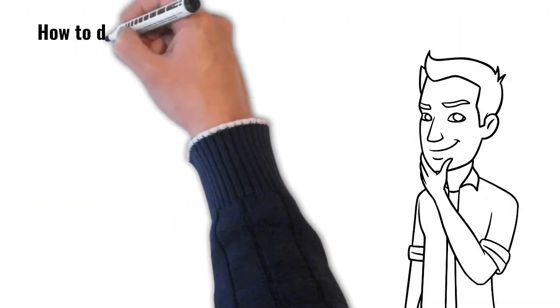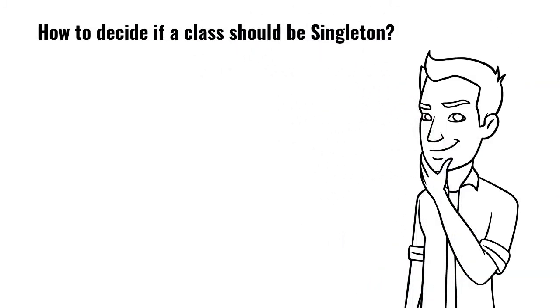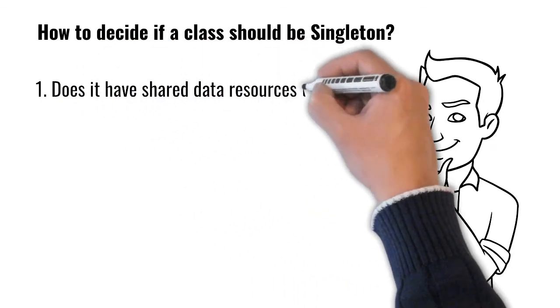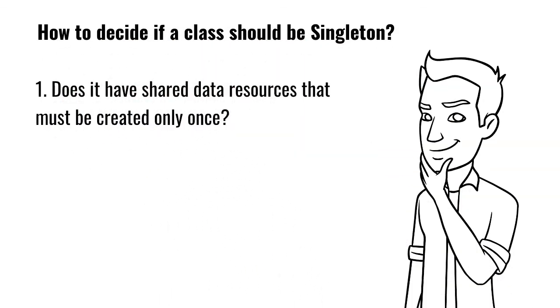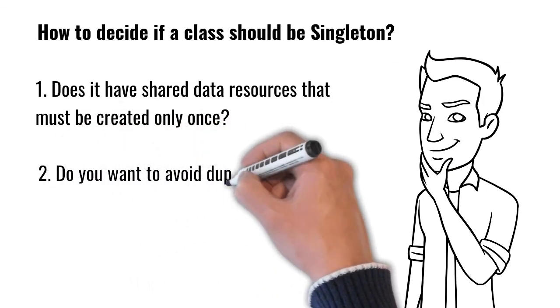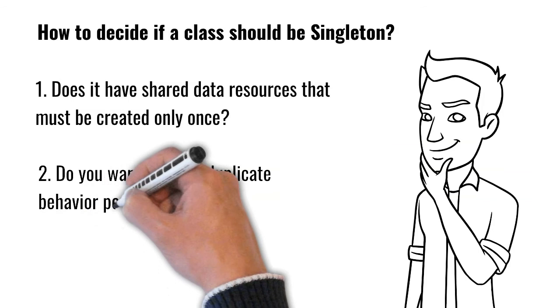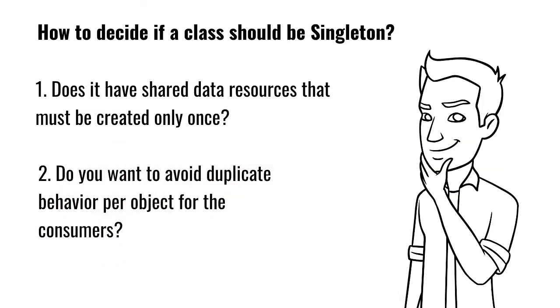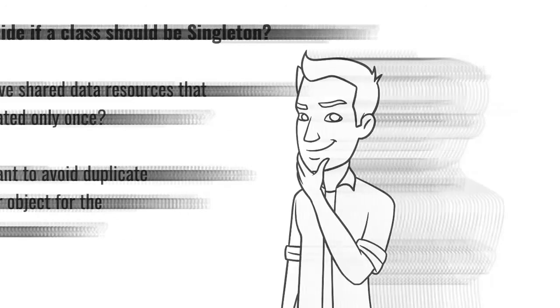The time will come when you'll have to decide whether to choose a singleton pattern or not. You'll have to ask two questions for yourself. First, does it have shared data resources that must be created only once? And the second, do you want to avoid duplicate behavior per object creation for the consumers of your class? If the answers to both are yes, you should go for singleton pattern.